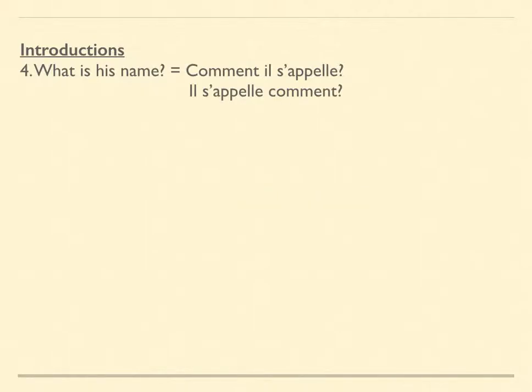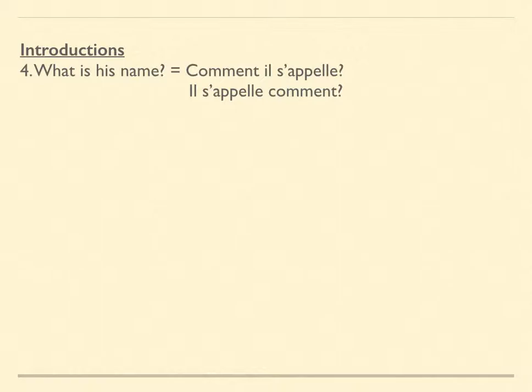Just like comment tu t'appelles, we have the ability to switch around the comment il s'appelle sentence. The il and the s'appelle will always have to be together. So, the easiest way to flip this is to change where the comment is. Comment il s'appelle can also be asked as il s'appelle comment.